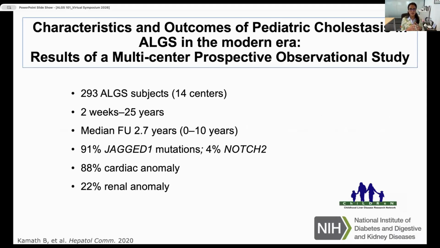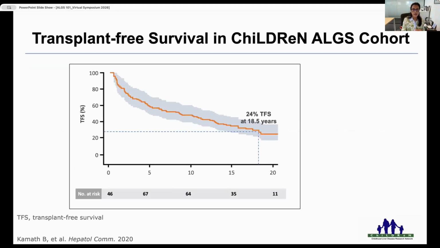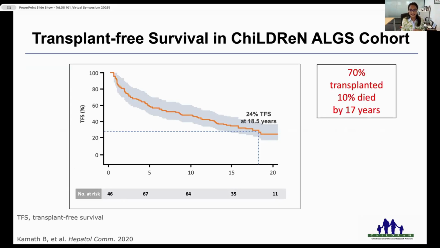So this is a study from the Children Network. The Children Network is an NIH-funded network across 14 centers across North America, where we looked at what happened to patients with liver disease from these 14 centers. And what we found when we did this study a few years ago now was actually quite surprising. What this shows is that in patients with Alagille syndrome who were seen at one of these 14 centers in North America, 70% of them had undergone a liver transplant by the age of 17.